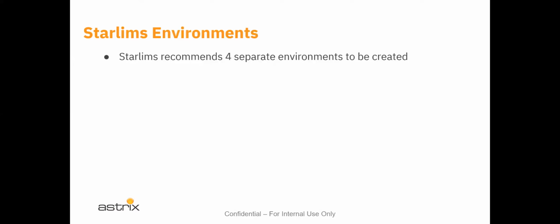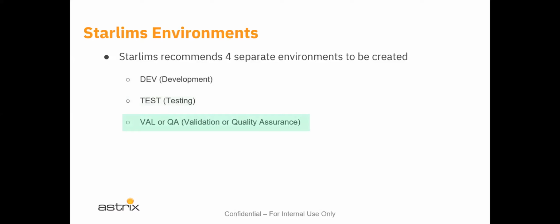So, moving on, the STARLIMS environments required for a healthy STARLIMS system usually involves 4 separate environments. The dev environment, that'll be all of the development work. It'll be a full STARLIMS system. Each one of these environments are indeed full operating STARLIMS systems, and they have specific purposes at a client. The development environment, the testing environment, Val for validation or QA for quality assurance, and the production environment.